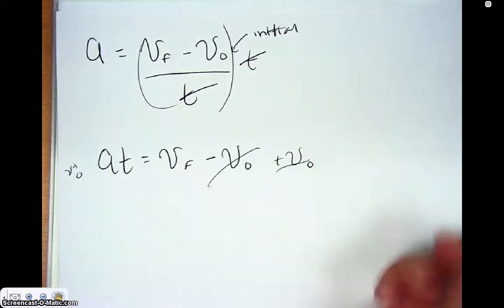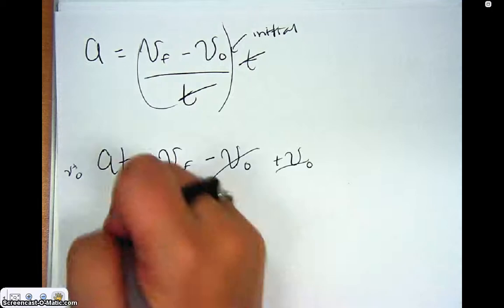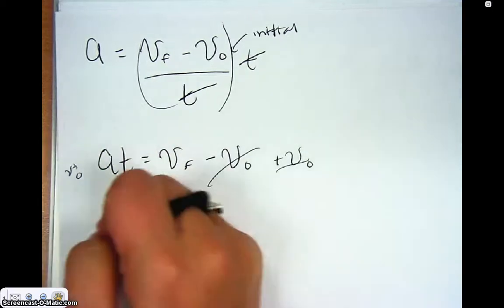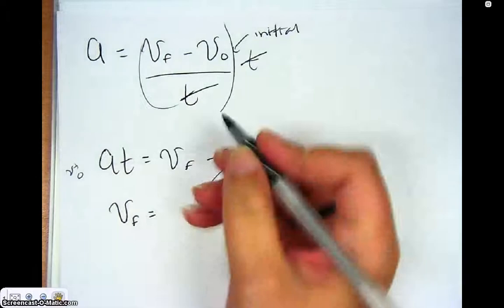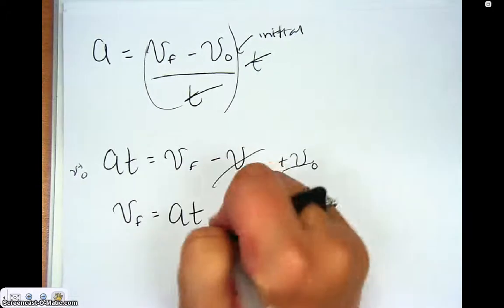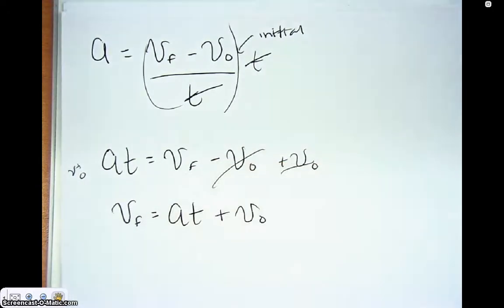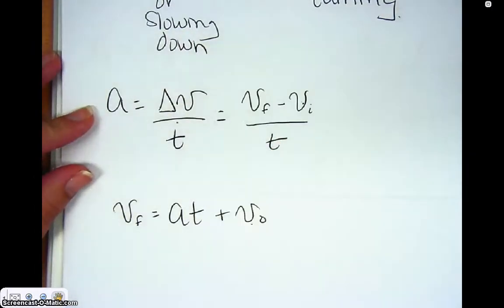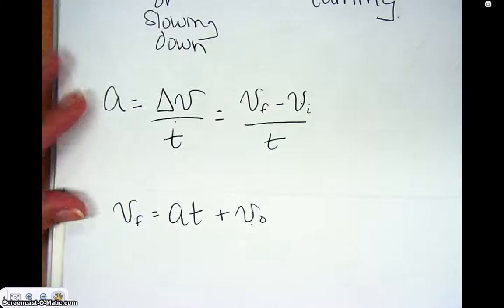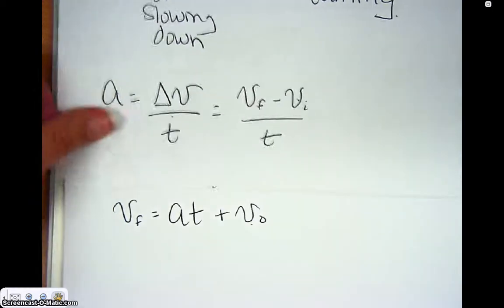Here, it cancels. And so what we end up with is, and I'm just going to flip-flop because this is how I think it looks in your reference tables, v final equals a t plus v initial, or v initial plus a t. But again, it's all just some basic algebra. These are all exactly the same. Okay? So let me just do an example.